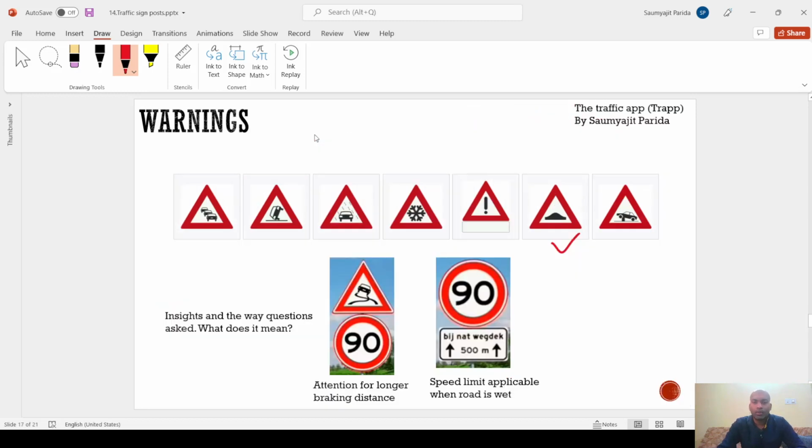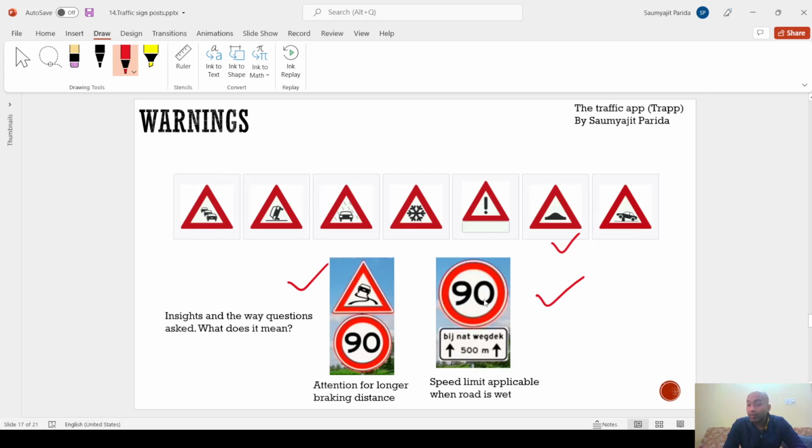Okay, further additional warning signs. And I have given special attention to these two signboards. Here the maximum speed limit is 90, but the additional information given here says attention for longer braking distance. Here the braking distance is longer.